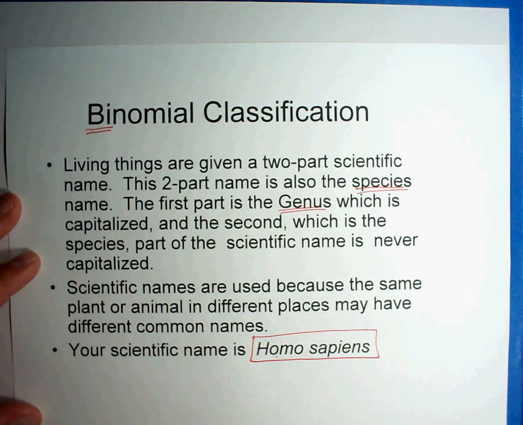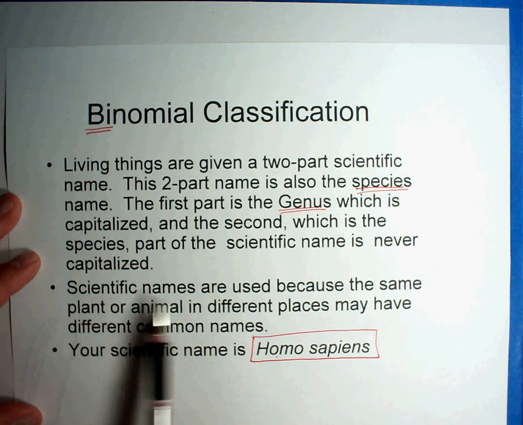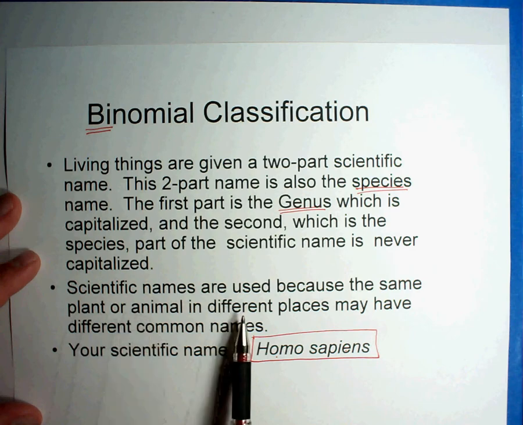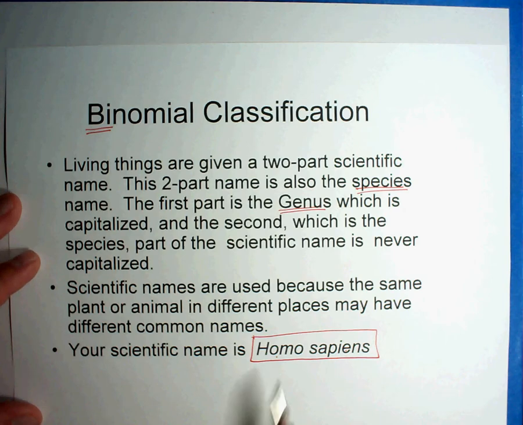Now, why would the names have to be so clarified? Well, it's because of the second bullet here. Scientific names are used because the same plant or animal can be located in different places in the world. They could have a common name or they're very close, but there are differences between them. So by looking at their scientific name, you can tell the differences.